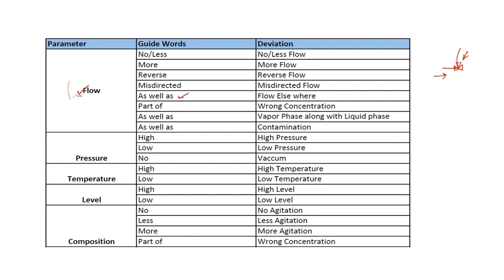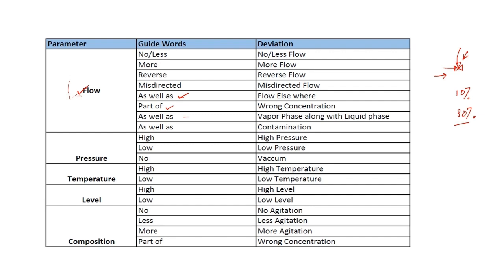Then part of means there can be a wrong concentration. So suppose you are expecting around 10% of amine in the aqueous solution, but it increases to 30%. So that is a wrong concentration. So flow, everything is same. The flow is normal, there is no reverse flow, there is no misdirected flow. But the concentration of the flow is different, right?